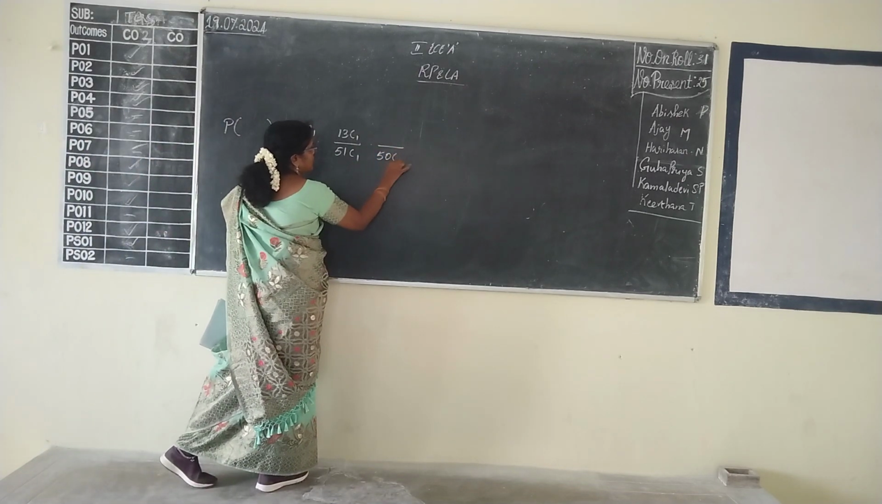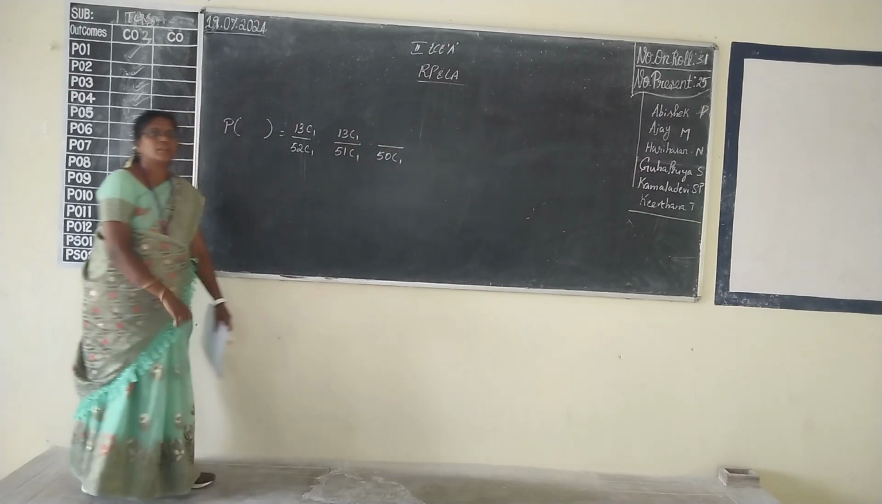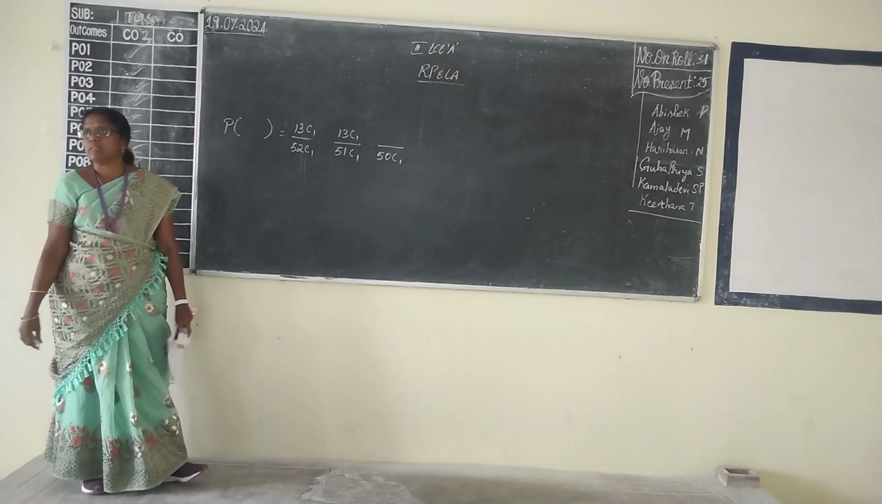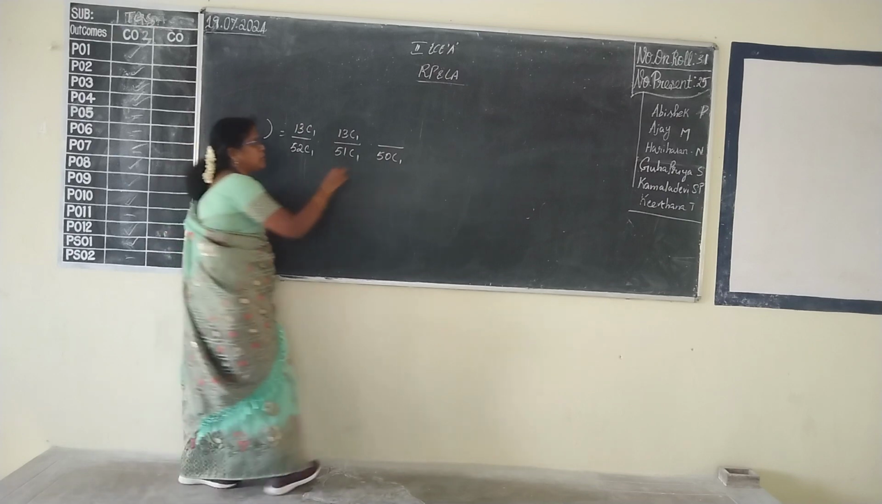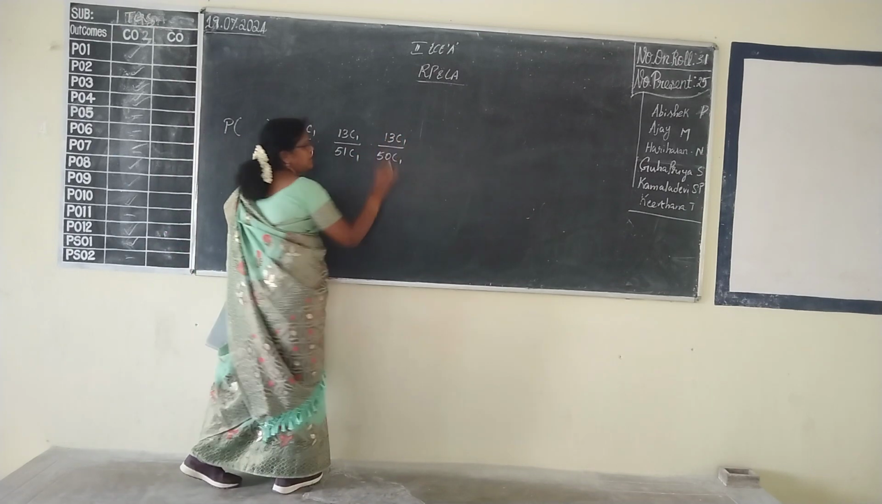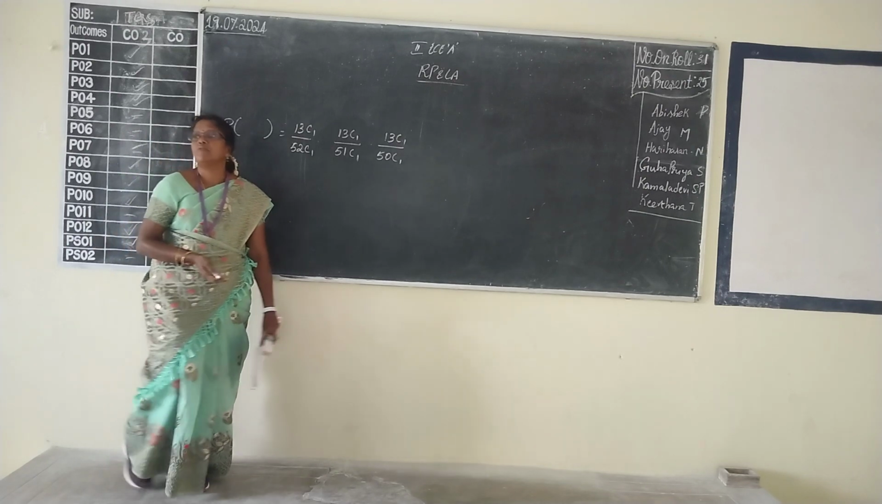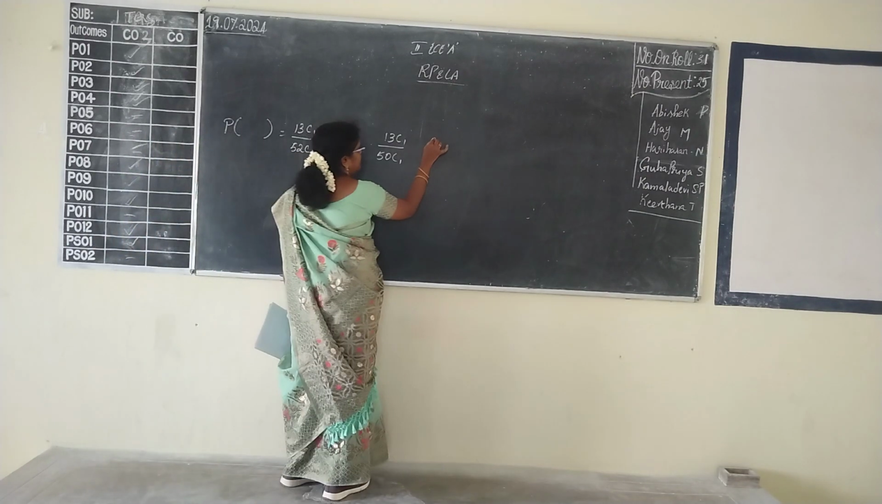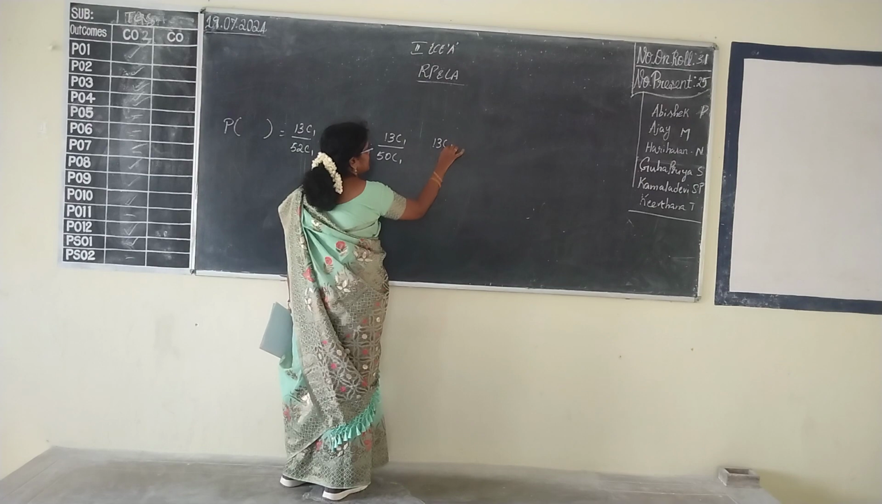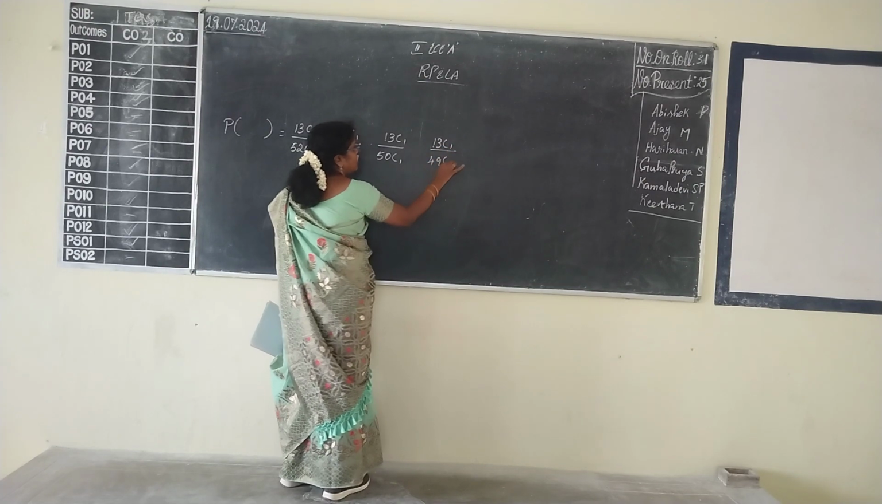50C1. That one card should be a diamond. How many diamonds? 13. So what is the numerator? 13C1. Now this is also kept outside. What is the remaining? 49. So what will we get for diamond? 13C1 by 49C1.